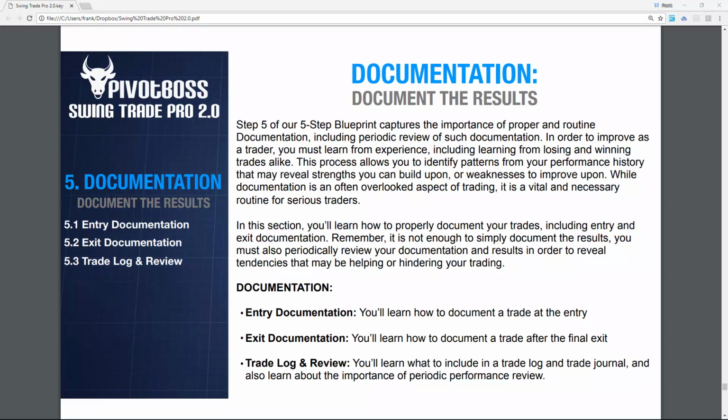Entry documentation, where you'll learn how to document a trade at the entry. Exit documentation, where you'll learn how to document a trade after the final exit. And trade log and review. You'll learn what to include in a trade log and trade journal, and also learn about the importance of periodic performance review. So let's go ahead and get started with entry documentation.